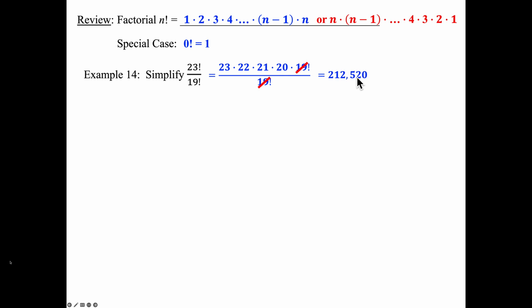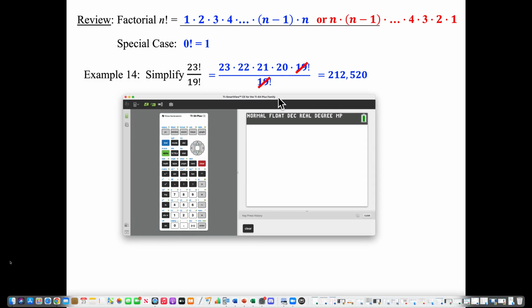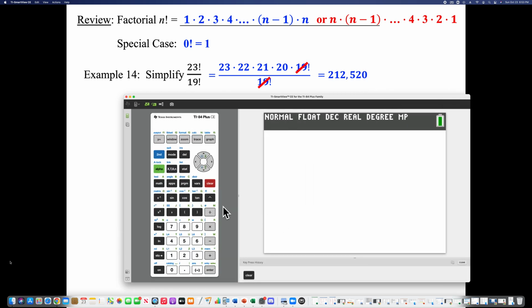Multiply the 4 numbers together, you get 212,520. So if you go to your calculator, just to quickly show you where the factorial button is on your calculator, and type in just what you see.